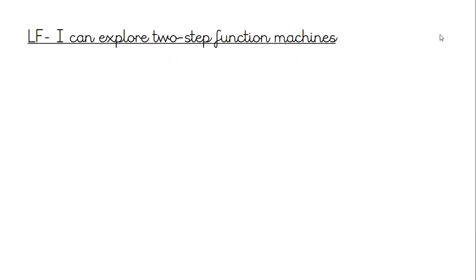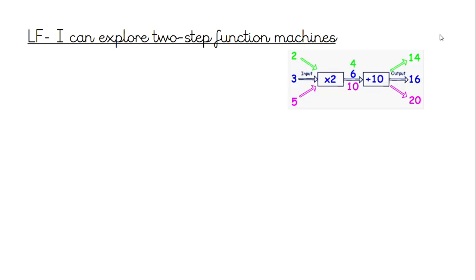Okay, moving on to today's learning focus. I can explore two-step function machines. Yesterday we looked at one-step function machines. We had an input, and a function that acted on that input to give us our output. Today we've just got one more step. We have our input, we have our first function, and then we have a midpoint output. At that midpoint, we then need to act another function on that number to get the final output.